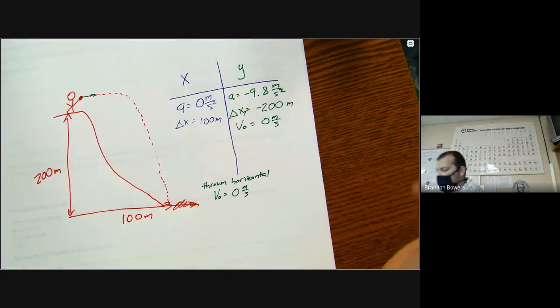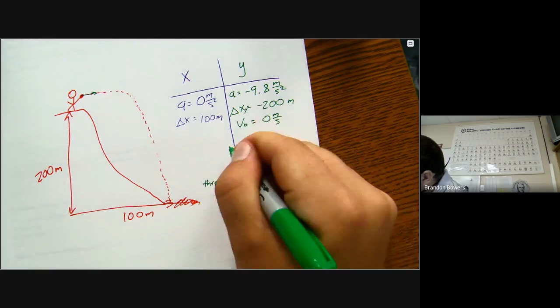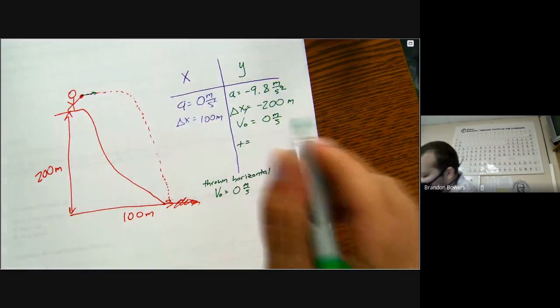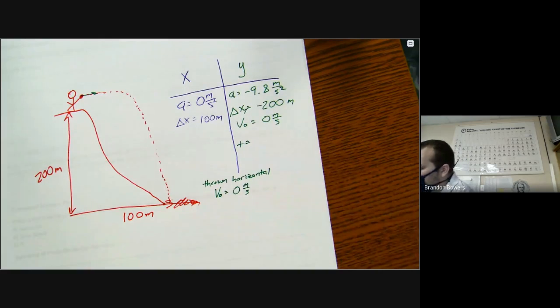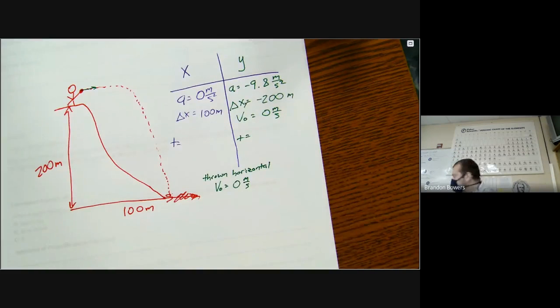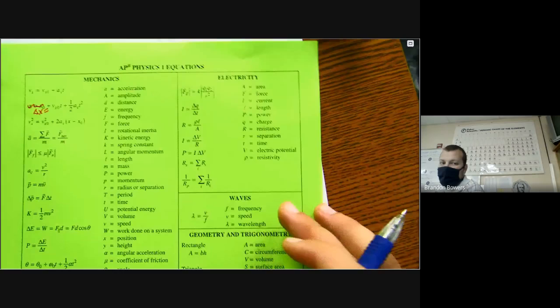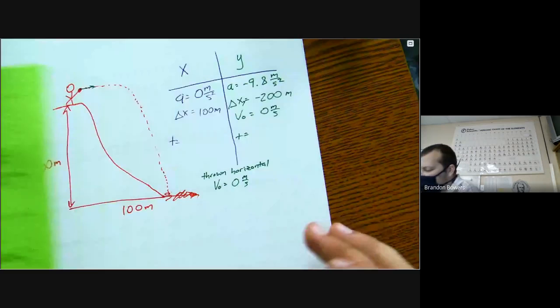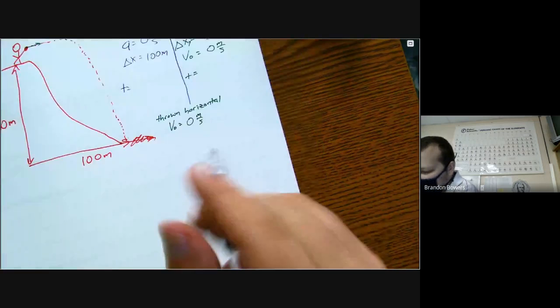Okay. Now, there is one unit that both of these share. What is that? Time. I have to find time. When I find time there, I can use time here. And this is where it gets a little interesting. So if you have your equation sheet, handy dandy equation sheet, you don't have to get it out, but it's helpful in this chapter.